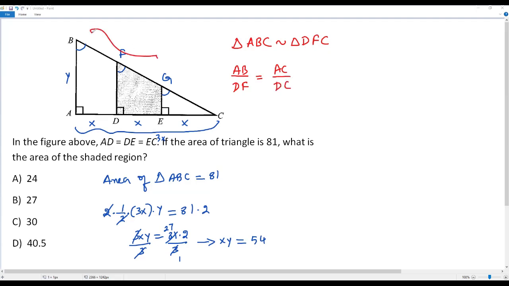Actually, I don't consider the side BC because I don't have any information about the length of the side BC, so I don't consider the side BC in the first triangle, and also I don't consider FC in the second triangle as well.